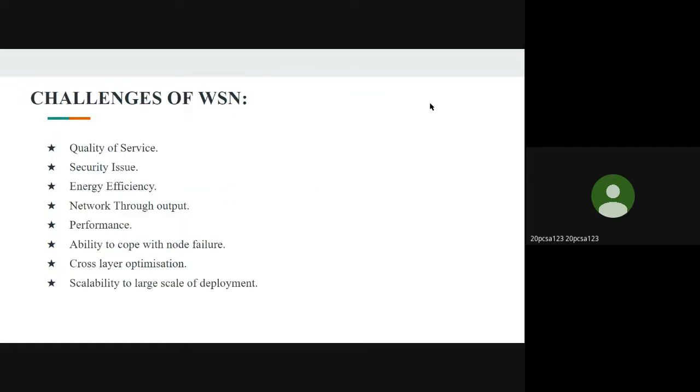Next, we are going to see the challenges of a wireless sensor network. Majorly, the performance of the wireless sensor network is based upon the connectivity of wired or wireless networks. Some of the challenges are quality of service, security issues, energy efficiency, network throughput performance, ability to cope with node failure, cross-layer optimization, and scalability to large-scale deployment.